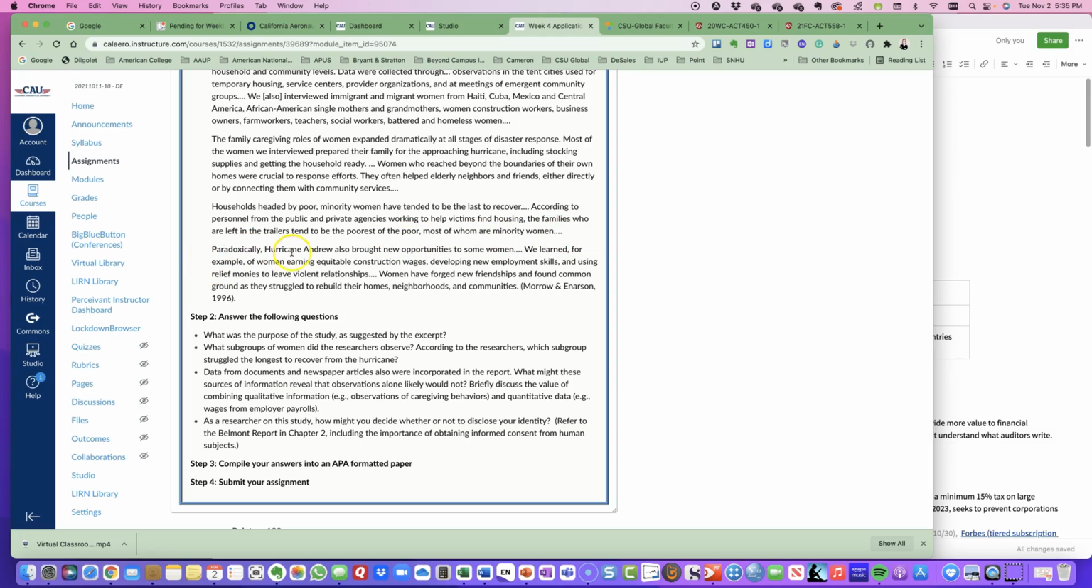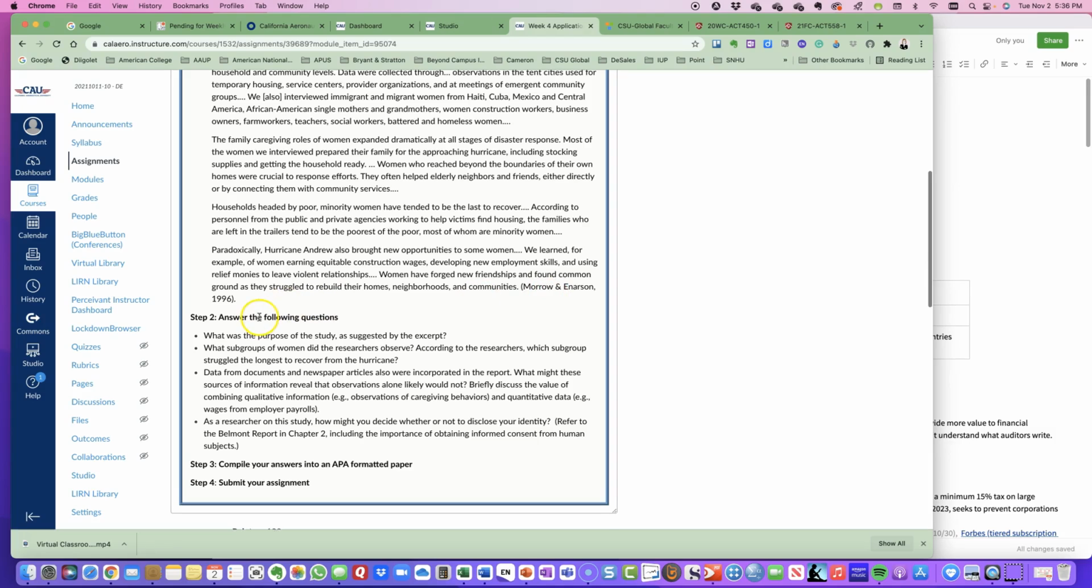So paradoxically, Hurricane Andrew also brought new opportunities to some women. We learned, for example, of women earning equitable construction wages, developing new employment skills, and using relief monies to leave violent relationships. Women have forged new friendships and found common ground as they struggled to rebuild their homes, neighborhoods, and community.